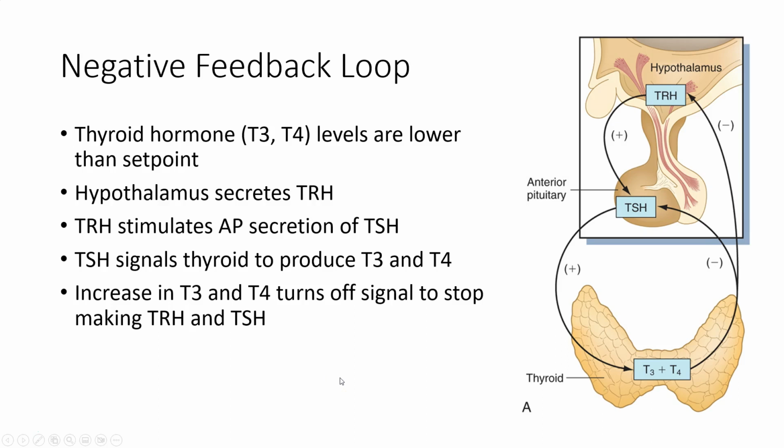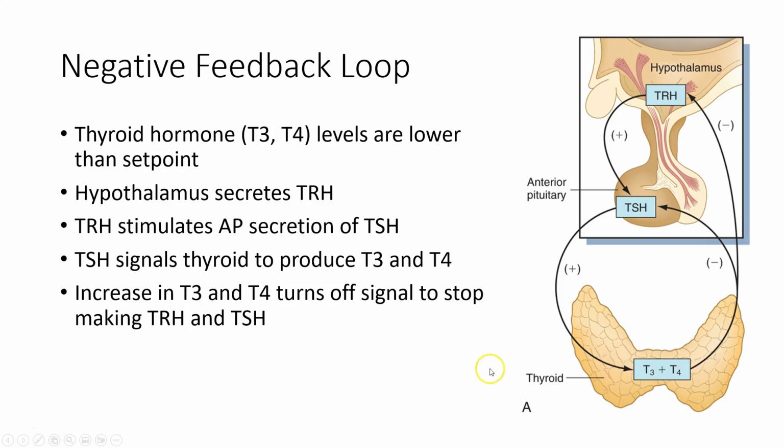Let's look at one more example just to make sure we're on the same page. Let's say that your thyroid hormone levels are too low. So the hypothalamus will release a hormone, thyrotropin-releasing hormone, that then will signal to the anterior pituitary, hey, we need some thyroid stimulating hormone. We need to tell the thyroid to make thyroid hormone. Thyroid stimulating hormone then goes to the thyroid and says, hey, thyroid, we need you to make some thyroid hormone.